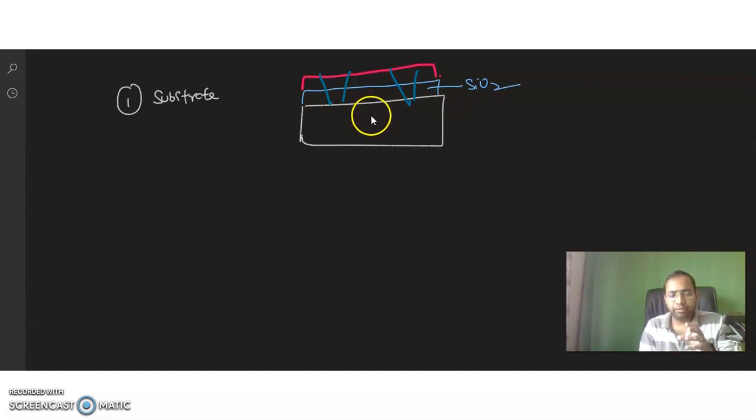Wherever you want to do the further diffusions, in those places we form the window. Why do we form the window here? To form the source and the drain. If the substrate is p type, then we are looking for an n type source and n type drain. That means we have to dope n type impurities into these regions. For doping purposes we use two different methods: one is diffusion and another one is implantation.